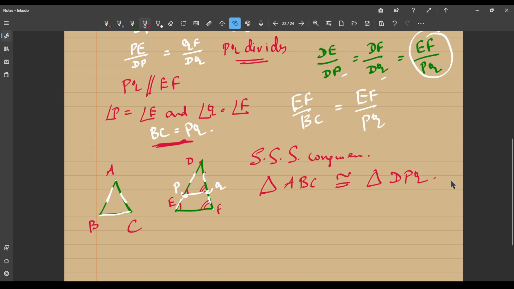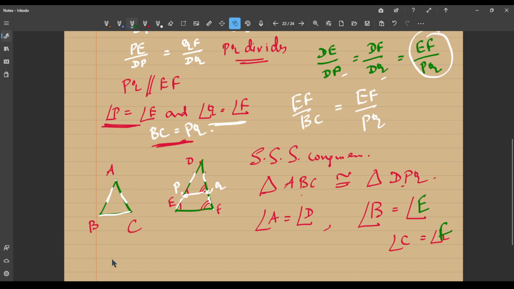So what do you infer by the congruency? The angles would be equal. That is, angle A would be equal to angle D, and angle at B would be equal to angle at P, because these are the triangles which are congruent, and angle at C is equal to angle at Q. But we already know that angle at P is equal to angle at E, right? And Q is equal to angle F. So let me replace P as E here. Let me just write, instead of P and instead of Q, using a different color pen, this is E, and angle C would be equal to angle F.